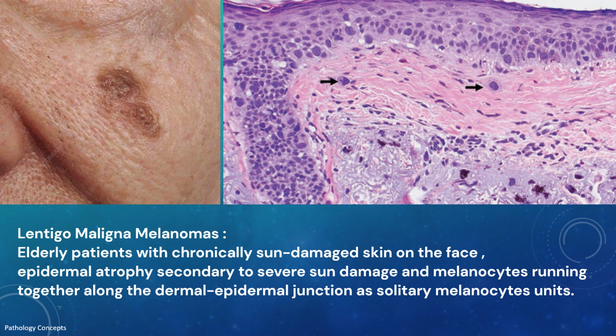Junctional proliferation of predominantly solitary units of melanocytes. Small hyperchromatic cells with a dense nuclear chromatin are typical. Cell nucleoli are usually not seen. Multinucleated melanoma cells are common. Pagetoid spread is usually only seen with advanced disease.